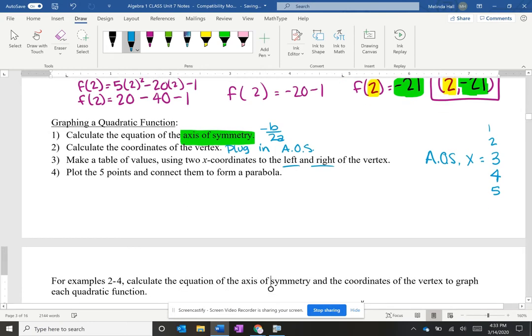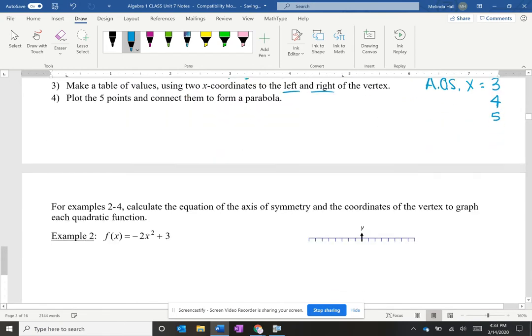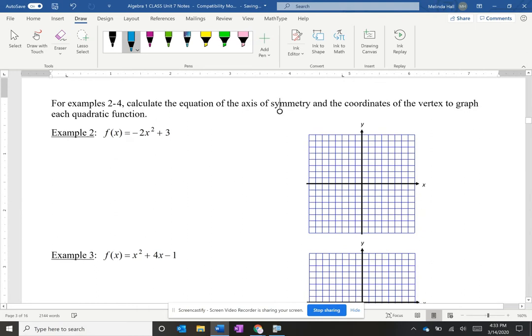So we're going to graph some now. Woohoo! So exciting. We're going to get that axis of symmetry and vertex in order to graph these. So starting off, we have f of x is negative 2x squared plus 3. I would recommend that you get in the habit of writing what a, b, and c are, just because it helps make sure you don't make silly mistakes.